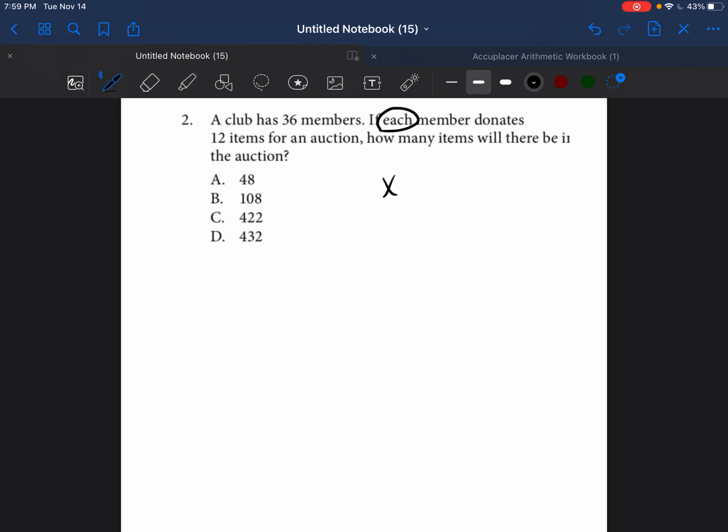So what 2 numbers could we possibly be multiplying? Well, there's 36 members and there's 12 items. So we're doing 36 times 12.